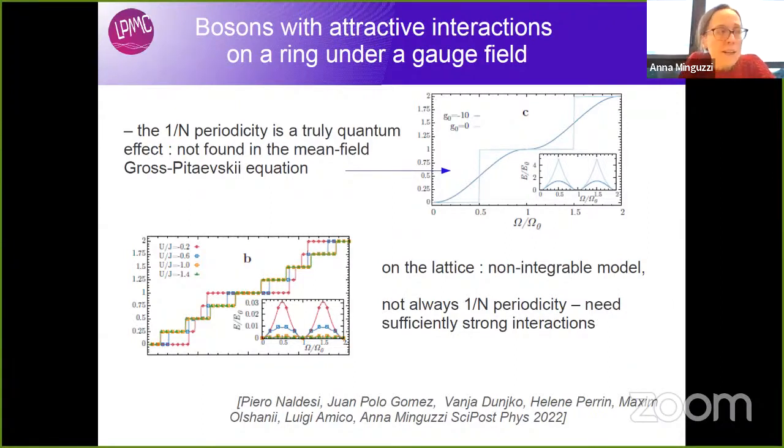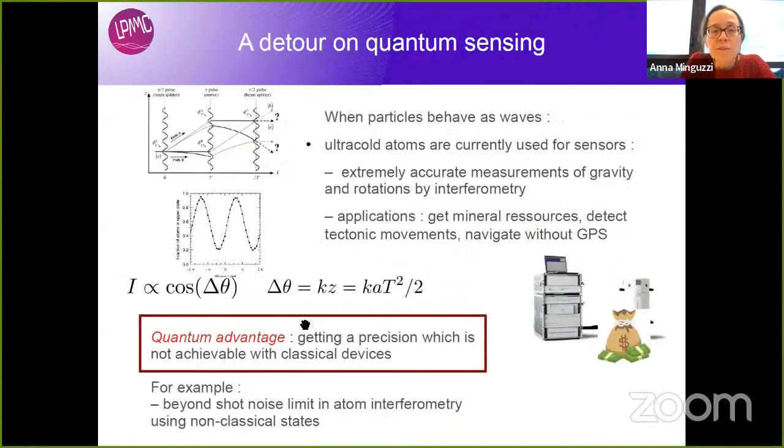And let me now mention one application to quantum sensing. Quantum sensing is already employed to measure gravity with ultracold atoms. And atom gravimeters not only exist, but they are also sold and can be bought.